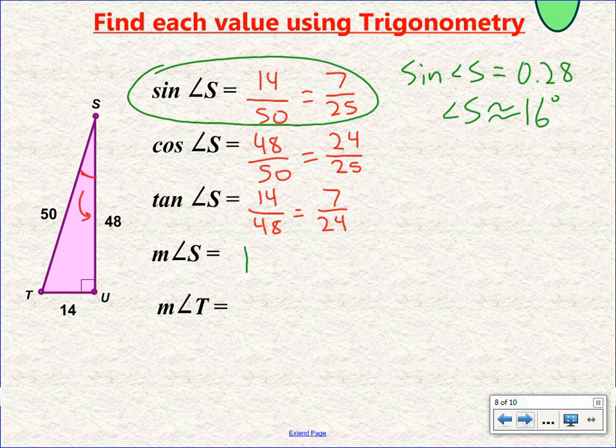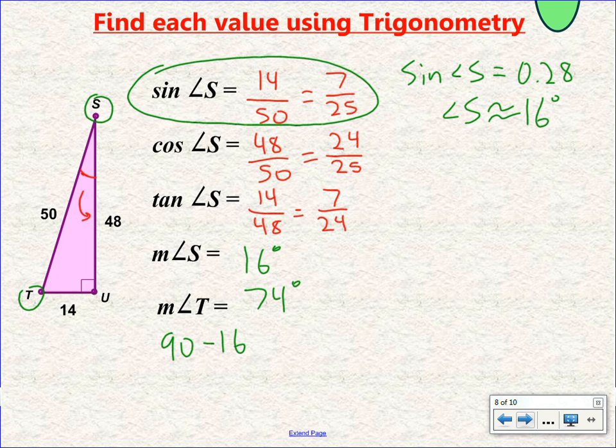Now, once I have that, how do I find angle T? I could use trig again. I could find one of the trig ratios for T. But again, S and T have to add up to 90 because it's a right triangle and U is already 90 degrees. So 90 minus 16 should give me 74 degrees. That's my measurement for angle T. Look good? Sound all right?